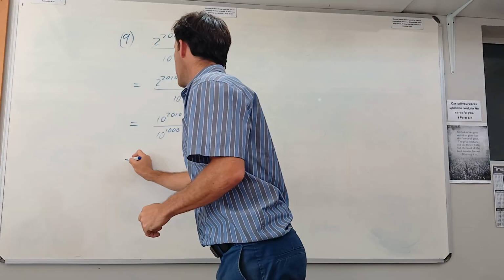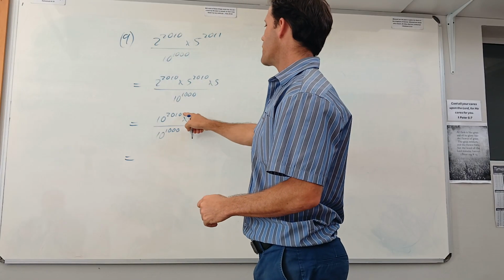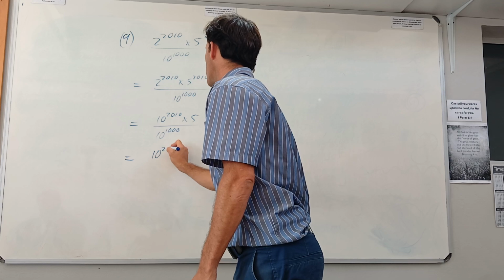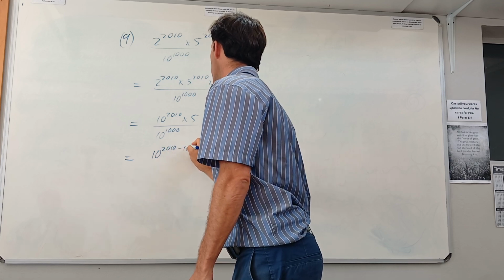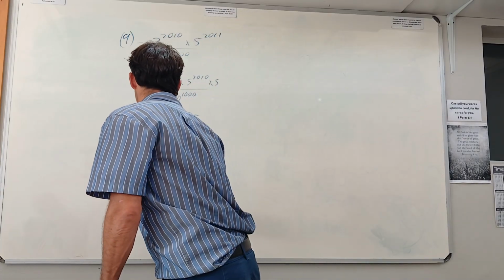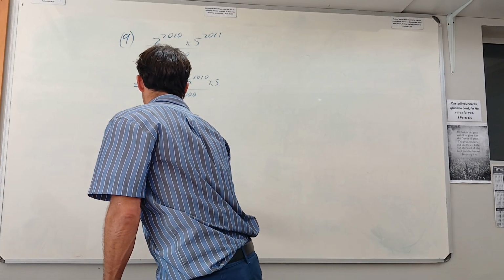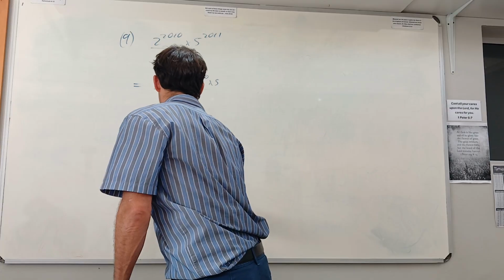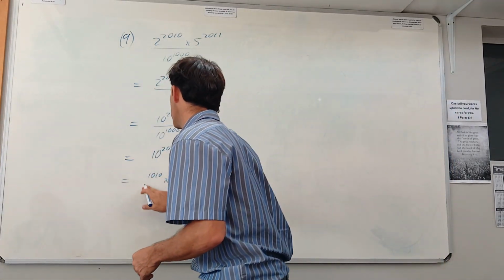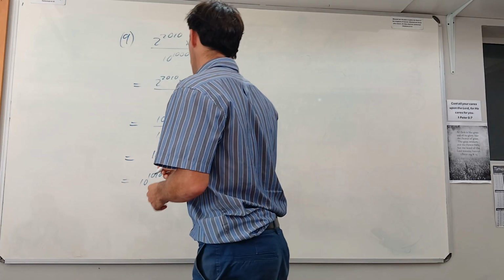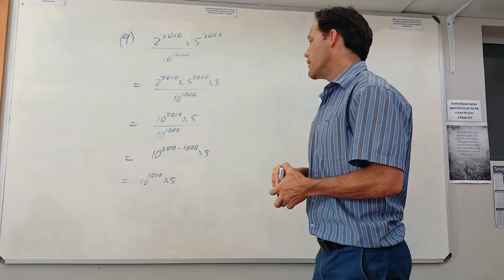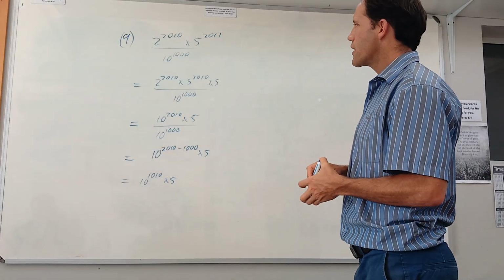And now, obviously, if I take the 1000 up, it's minus 1000. So it's going to be 10 to the power 2010 minus 1000, and then times 5. So the answer is 10 to the power 1010 times 5. So now I just subtract it. Okay. That's one option.